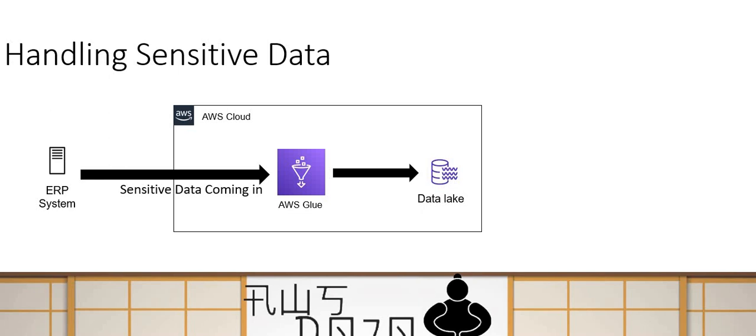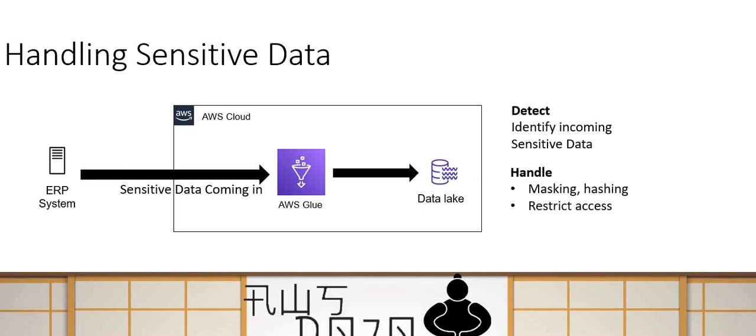And when such sensitive data comes, basically you want to do two things. First, you want to detect that such sensitive data is passing through your ETL pipeline. And the second thing is that you want to handle it. The way you can handle it, either you can simply mask or hash the data so that it's not readable at all, or you might want to keep data as it is but put very restrictive access to it. Generally these are the two methods people use for handling sensitive data.